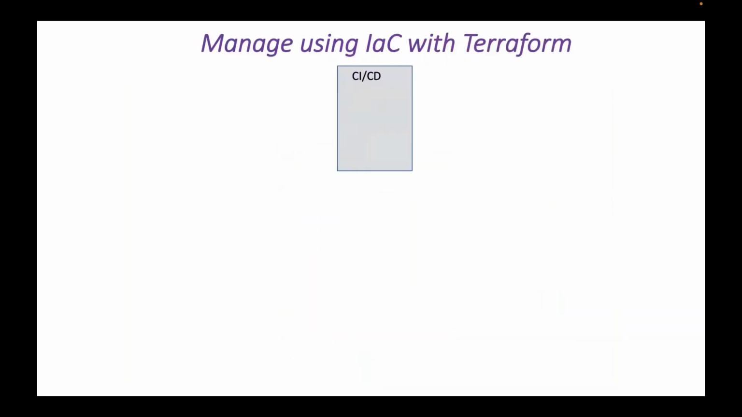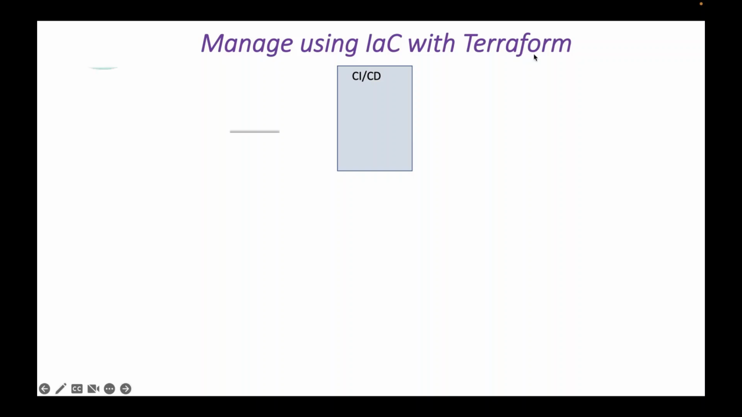Okay, so now let's go back to the traditional way. We have seen what happened in the traditional way of managing infrastructure, and we have seen what IAC tools are. Now, how do we overcome the issues which were in the traditional way? That's what we are going to see here. So let's say we have IAC, and we are going to use Terraform.